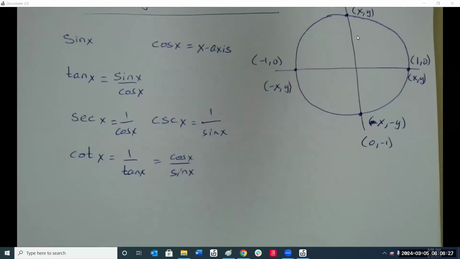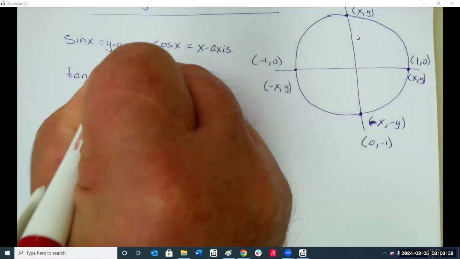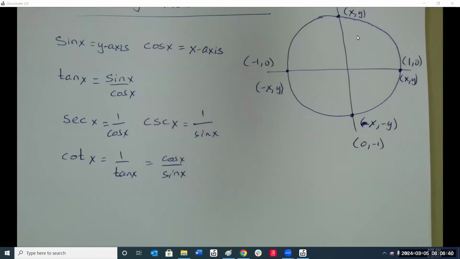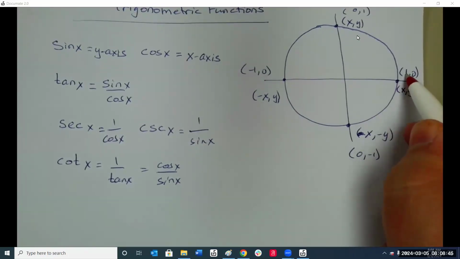The cosine function references and refers down to the x-axis. So no matter where you are, it refers back down to the x-axis. And then the sine then is, which could be seen in the unit circle. At this point here, it's 1, 0.